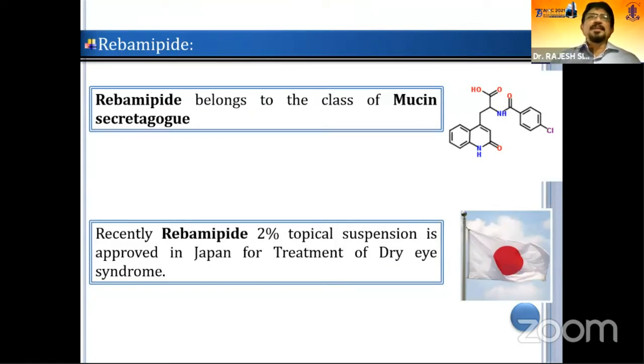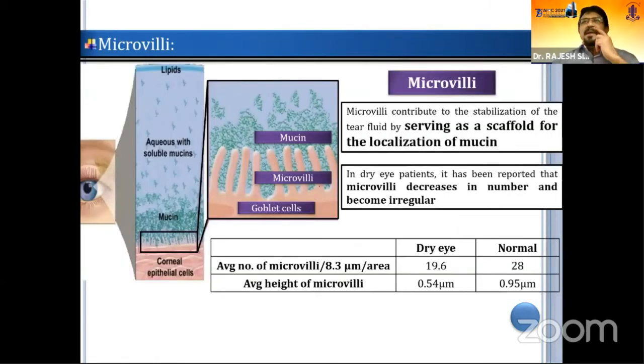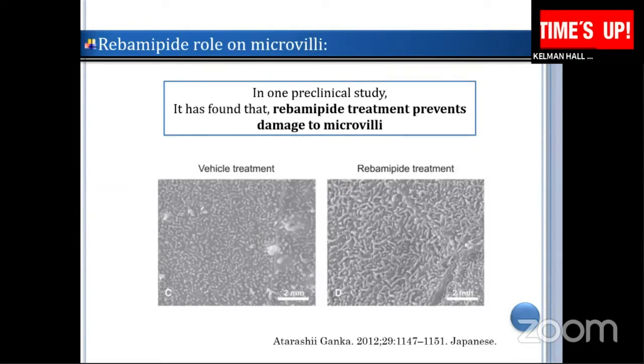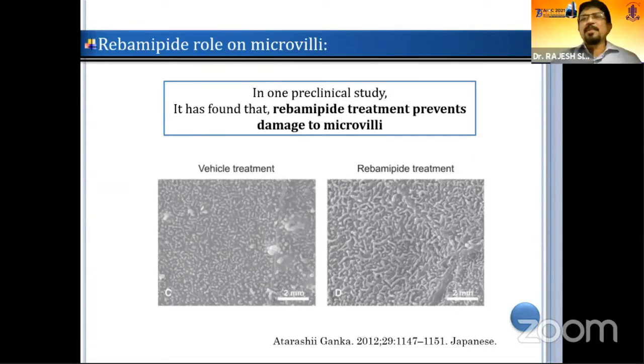Then rebamipide is another polymer which I would like to mention, which is a mucin secretagogue, and it is really useful. It contributes to stabilization of the tear fluid by serving as a scaffold for the localization of mucin. It prevents damage to the microvilli, and that is an important thing.